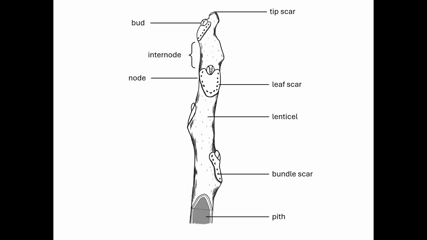But lenticels can play an important role in identification. Some species have them, some species you can't really see them that well. So all of these little details can aid us in our identification.